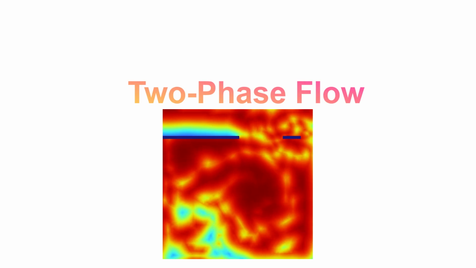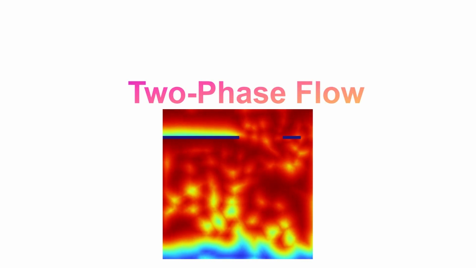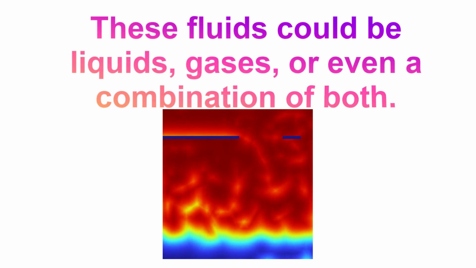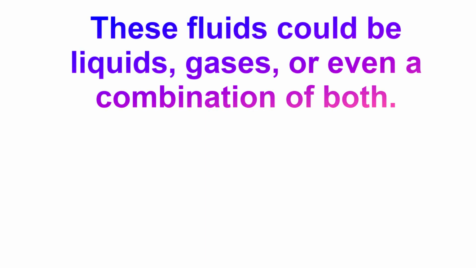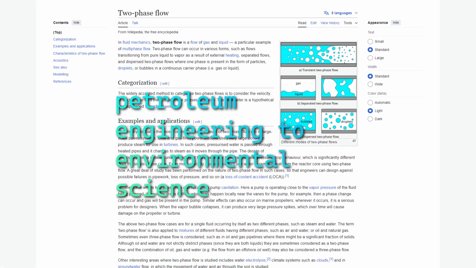Two-phase flow refers to the simultaneous flow of two immiscible fluids that do not mix within a single domain. These fluids could be liquid, gas, or even a combination of both. Understanding how these phases interact is essential for industrial users ranging from petroleum engineering to environmental science.